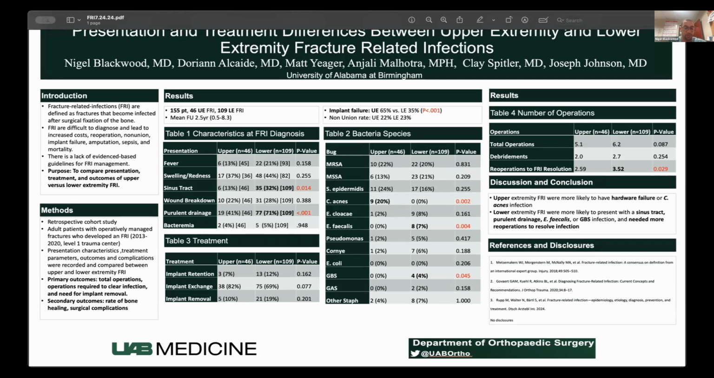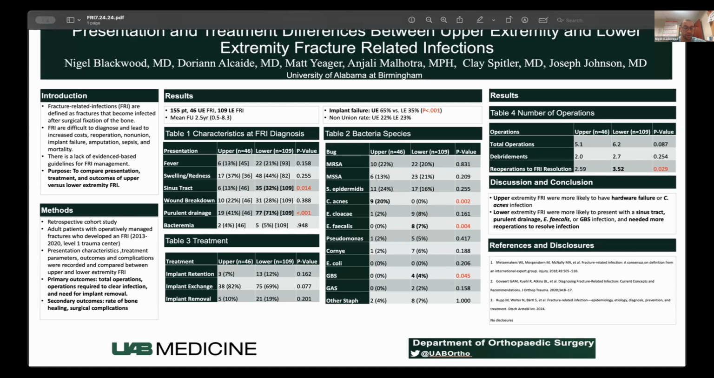At presentation, upper extremity fracture-related infections were less likely to have sinus tracts and purulent drainage compared to lower extremity fracture-related infections, indicating they may have been harder to diagnose initially. Table 2 shows the bacteria species. Upper extremity fracture-related infections were more likely to be infected with C. acnes and less likely to be infected with E. faecalis and group B streptococcus compared to lower extremity fracture-related infections.